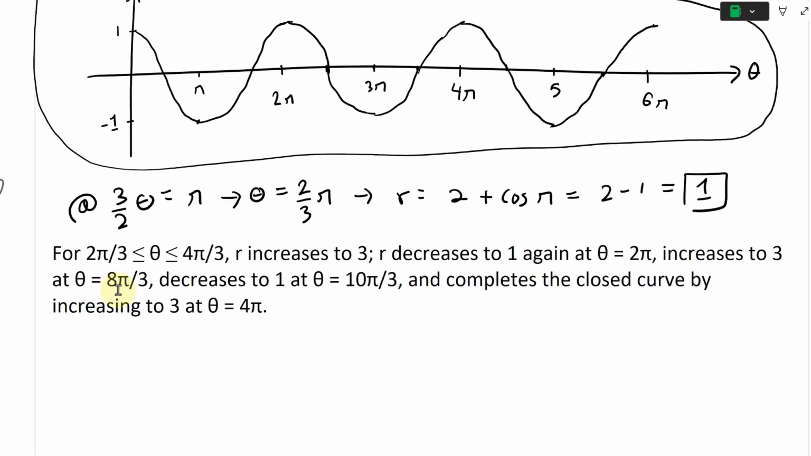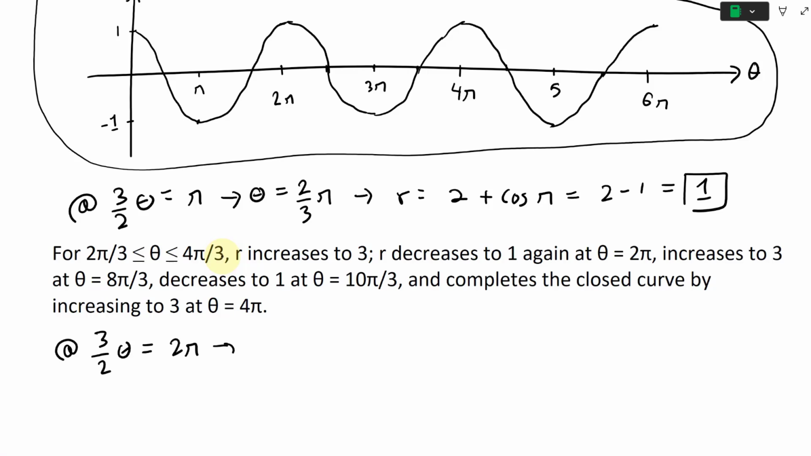All right. So basically for 2 pi over 3, and I'm just going to show you how all these work. This is for my calculus book solutions manual, and I'll show you how this is all correct. And they basically go every pi. So the next one is 4 pi over 3. But to get that, what they actually do is when 3 over 2 theta equals 2 pi, it's going to increase again.